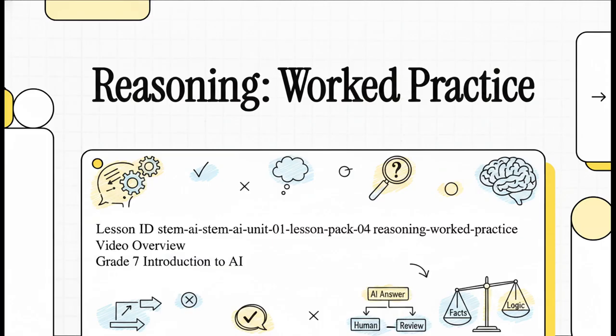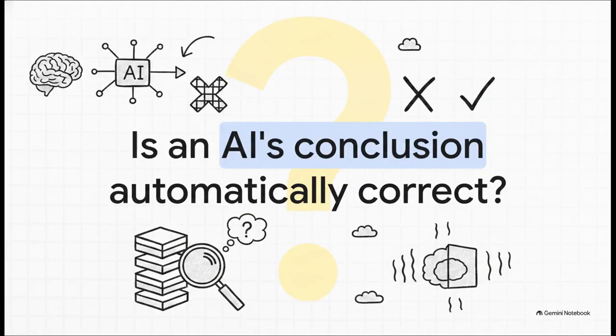We're going to zero in on a literally game-changing skill, figuring out how to actually evaluate the answers AI gives us, instead of just blindly trusting them. So let's kick things off by busting a massive misconception right out of the gate. Is an AI's conclusion automatically correct? It's so easy to fall into the trap of thinking that just because some highly advanced AI system spits out an answer, it absolutely has to be flawless.